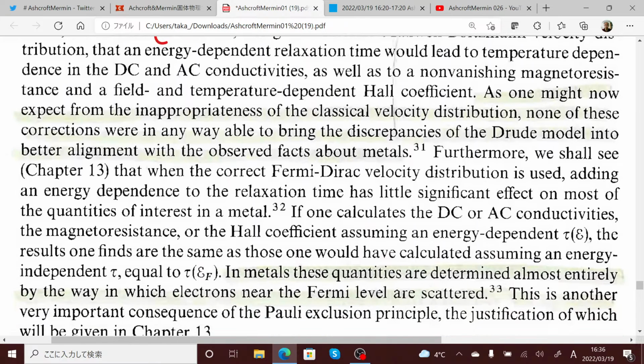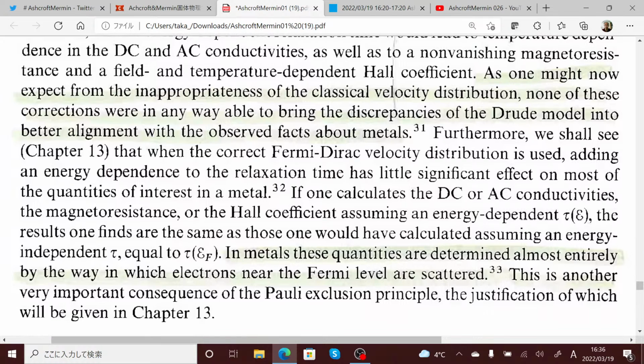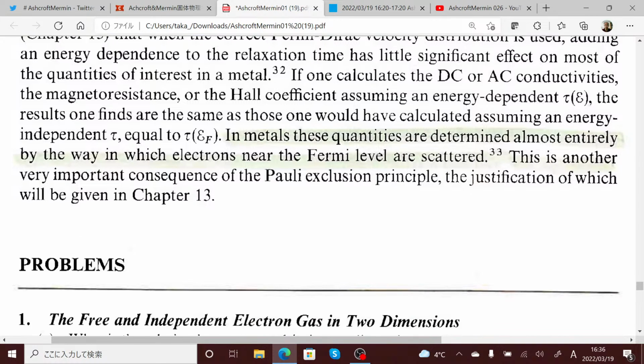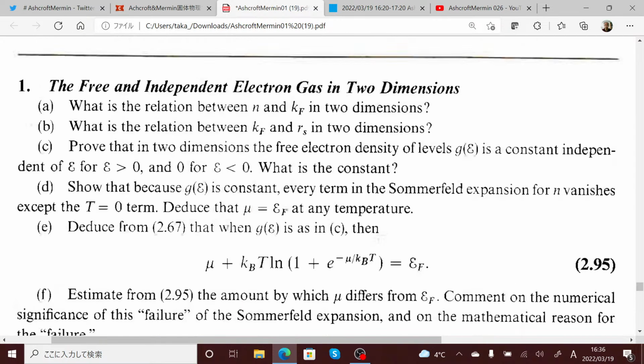Furthermore, we shall see, Chapter 30, that when the correct Fermi-Dirac velocity distribution is used, adding energy dependence to the relaxation time has little significant effect on most of the quantities of interest in a metal. Thermal power is a notable exception.